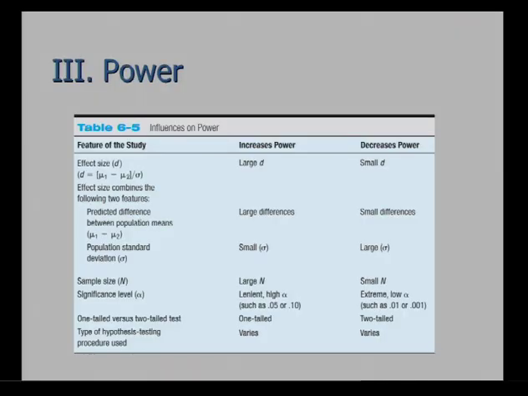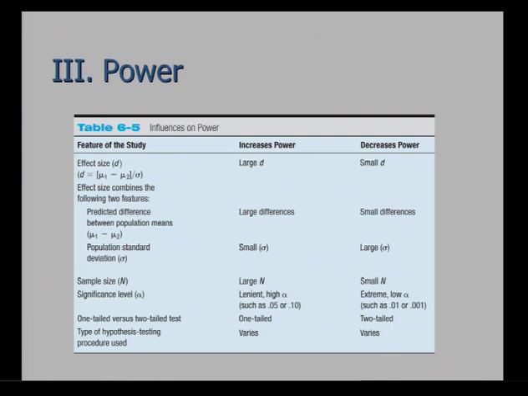So this is a table that just summarizes some of the things that go into power. We've talked about most of them. If you have a large effect size, it increases power. Large effects means bigger difference between your means. Smaller effect size decreases power. If there are large differences between the means, increases power, same thing. And a small standard deviation increases power.